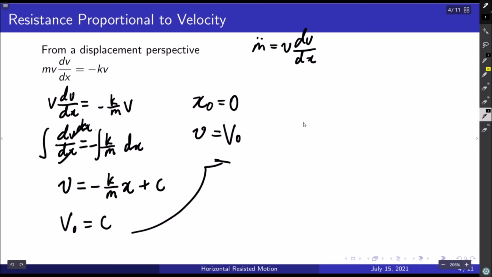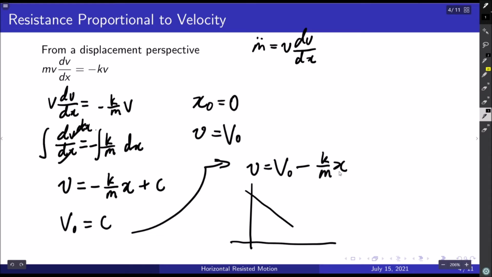And what does that lead us to? That leads us to v equals the initial velocity, because that's what c is, minus k over m x. Okay, so this is interesting because this is a linear relationship. So you start off with an initial velocity, and then as distance goes on, the velocity decreases linearly as the distance increases. So it's basically some relationship like this.